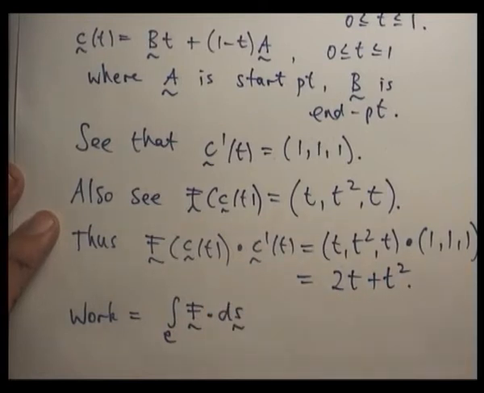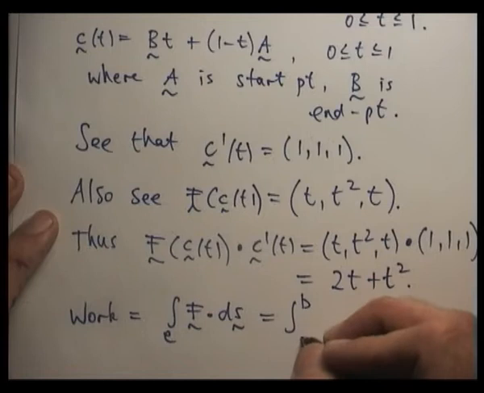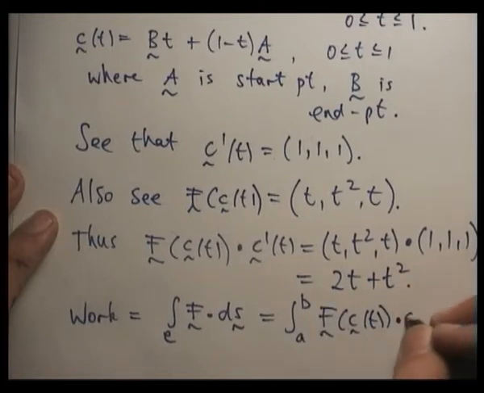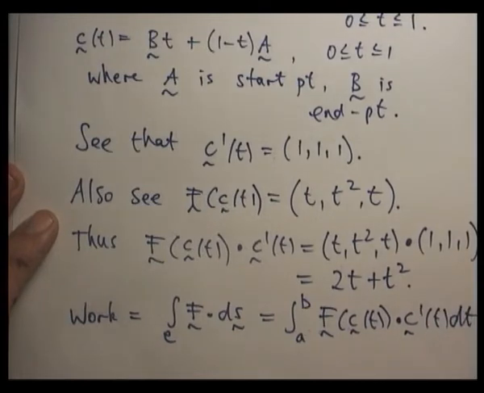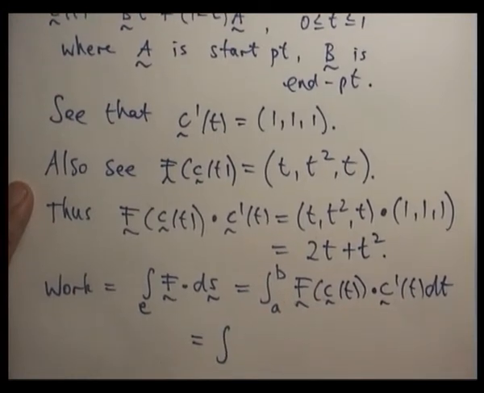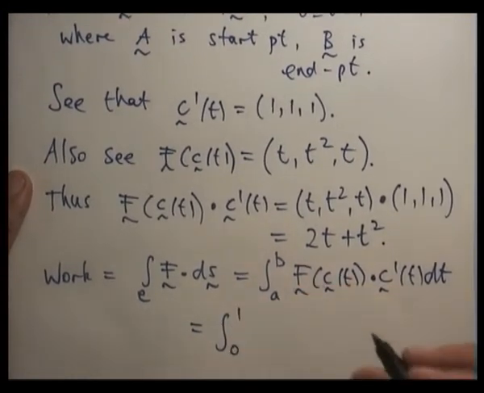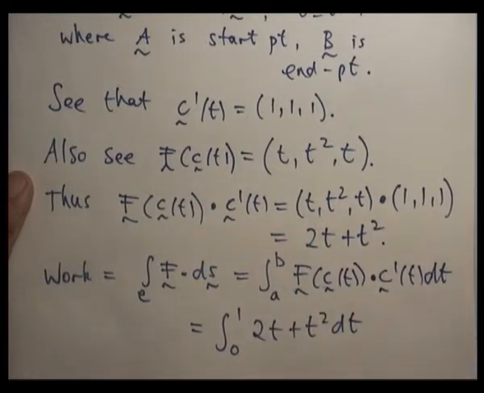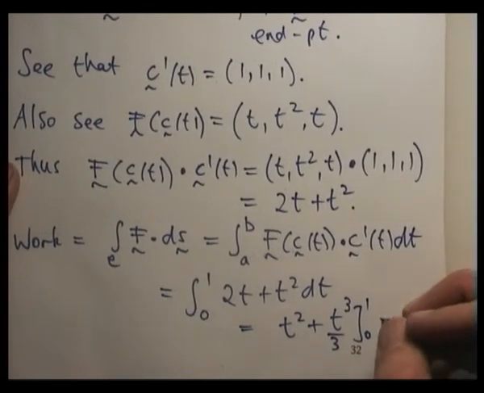Okay, so this is the general way of writing the line integral. But I can break it down in terms of my parameterization. And in this case, it's going to be this integral. Okay, if you work it out, you should get something like 4/3 here.